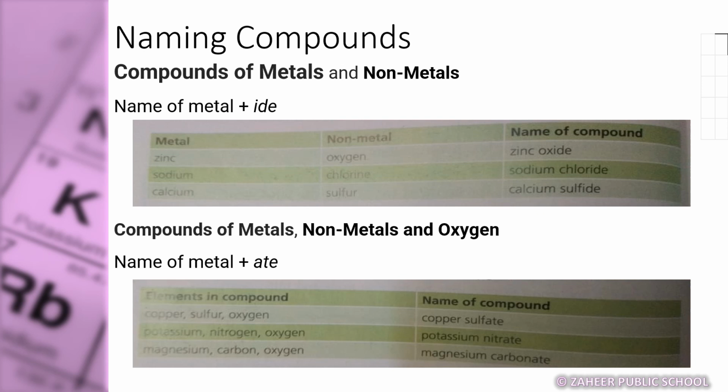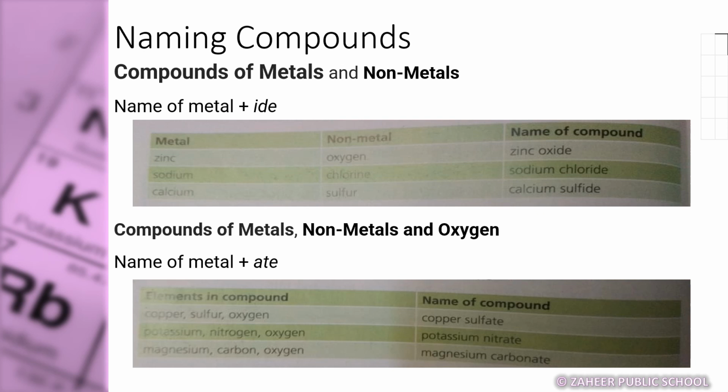Now, naming compounds. If you have compounds which consist of both metals and non-metals, you have to follow rules to write the names of these compounds. First, you have to write the name of the metal, followed by the name of the non-metal, but change the end of its name to -ide, IDE. Let's take the example.